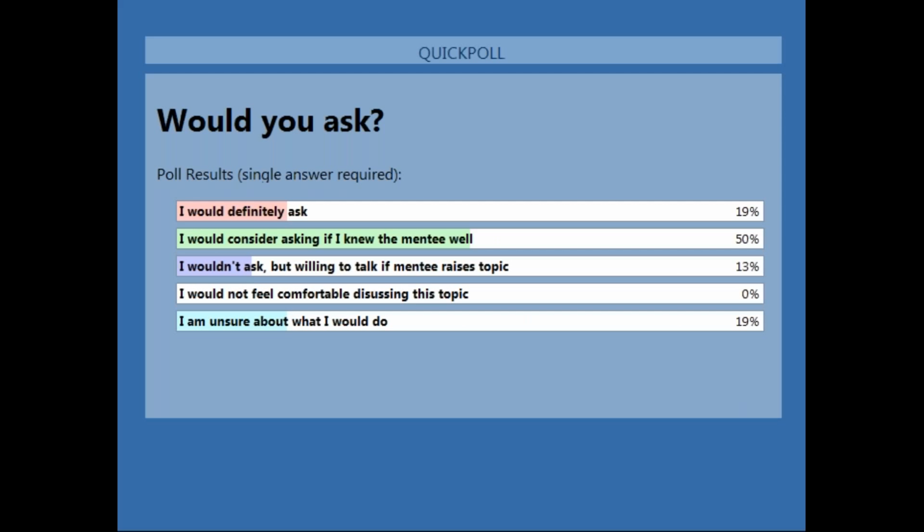So what I'm sharing with you here are the answers. We have a percentage of folks saying they definitely ask. We have a large percentage of folks saying they would ask if they knew the mentee well. So there's a certain degree of familiarity and trust that might have to be established first. Some folks say they wouldn't ask, but if the mentee raised it, they'd be willing to have that conversation. And the last option is some folks feeling just unsure what they would do. So I appreciate folks being honest about their answers.